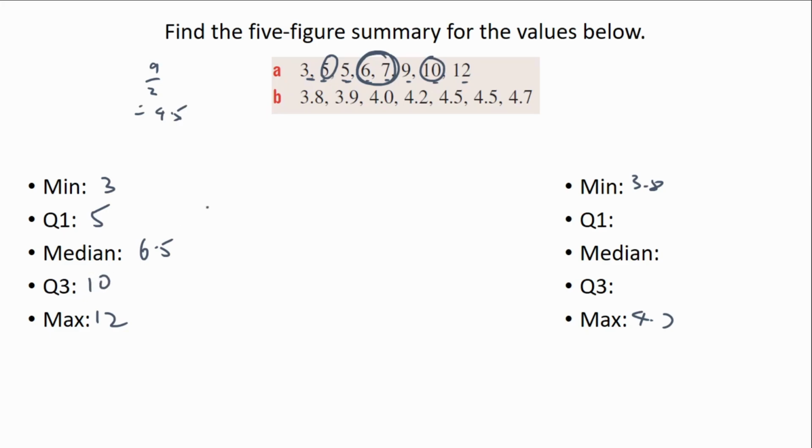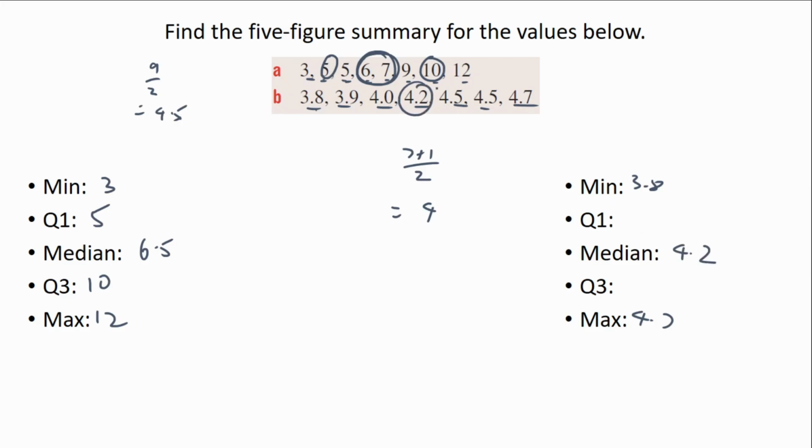Give yourself a tick for each one you got correct there. And the next set of data, the median, it's going to be 1, 2, 3, 4, 5, 6, 7. So 7 plus 1 over 2. It's 8 over 2, which is 4. So it's going to be our 4th data point. 1, 2, 3, 4. There we go.